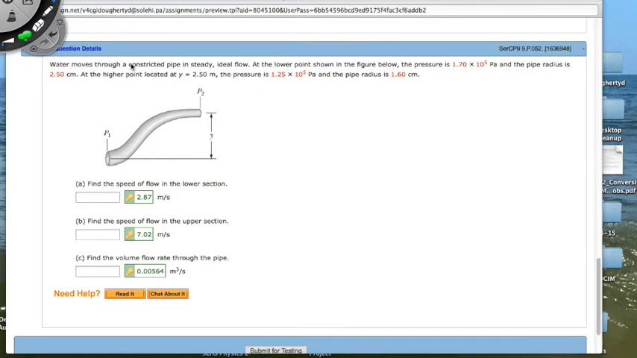So we have water moving through a constricted pipe in a steady ideal flow. That means no external friction, and it's not compressible. At the lower point shown in the figure below, the pressure is 1.7 times 10 to the 5th pascals, and the pipe radius is 2.5 centimeters, or 0.025 meters, with the highest point located at y equals 2.5 meters. The pressure is 1.25 times 10 to the 5th pascals, and the pipe radius is 1.6 centimeters, or 0.016.